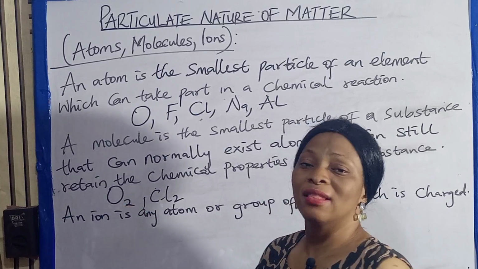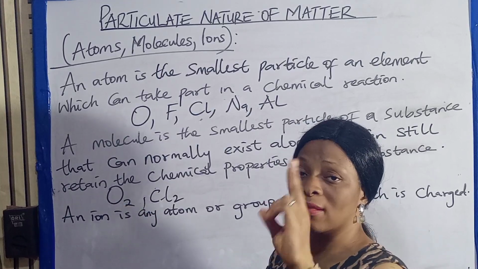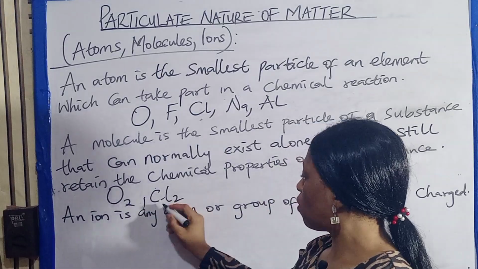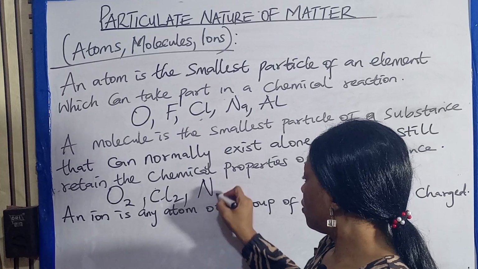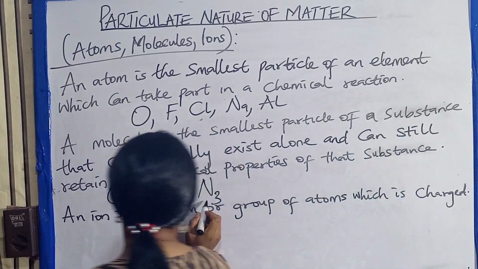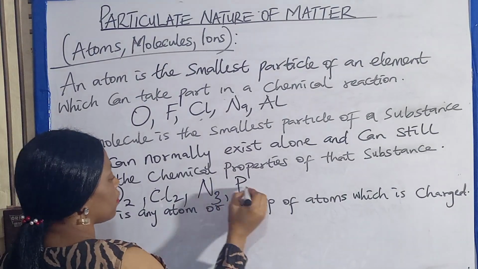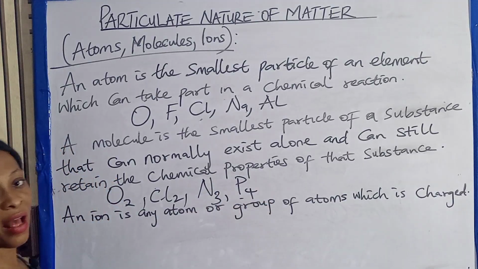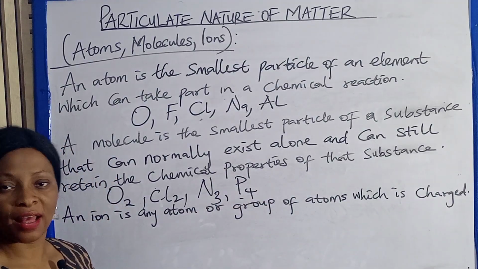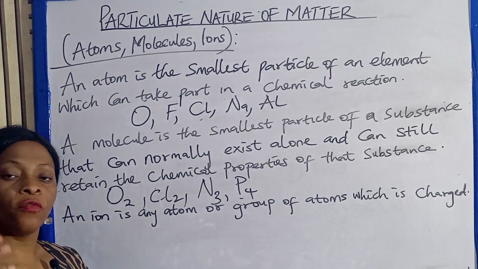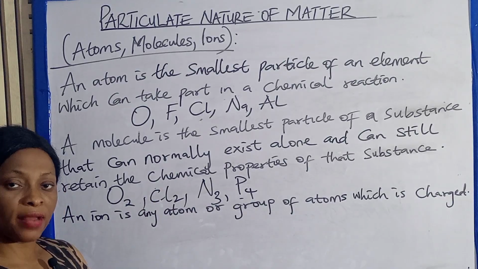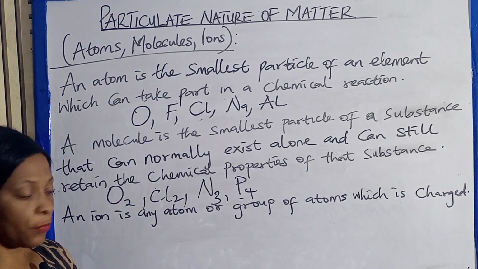Now this is diatomic, meaning that it has two atoms. This is also diatomic. This is triatomic. Then you have this is tetraatomic or polyatomic, as the case may be. Combination of two or more atoms combined together will give you a molecule.